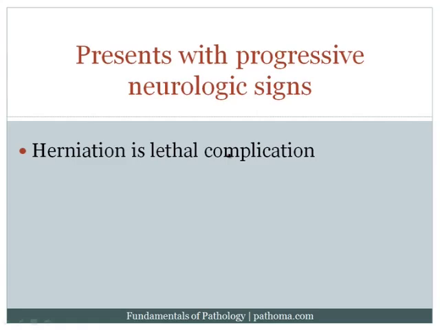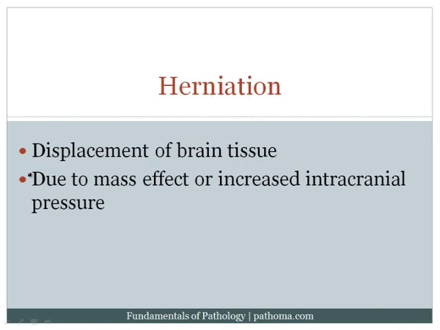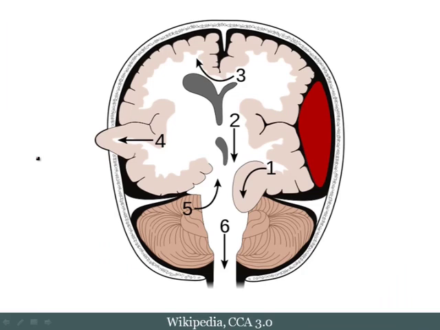This will present with progressive neurologic signs as the blood slowly builds up and spreads across the surface of the brain. You'll get progressive neurologic signs, and again, herniation would be a lethal complication. There's no space in that box for anything but the brain, and so when you add blood, you can eventually cause a herniation. Now again, herniation is displacement of brain tissue. It's due to mass effect or increased intracranial pressure. I'm going to use this simple picture to illustrate the three most common types of herniation. The first is a tonsillar herniation.